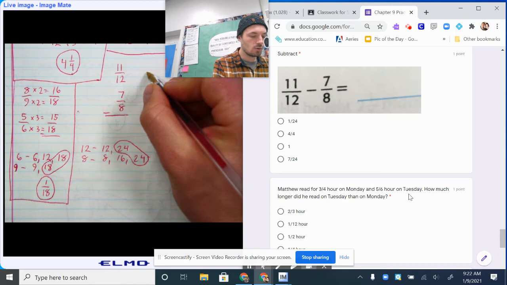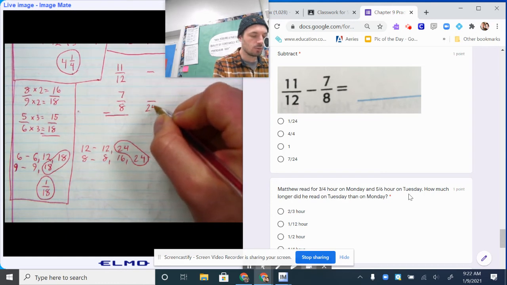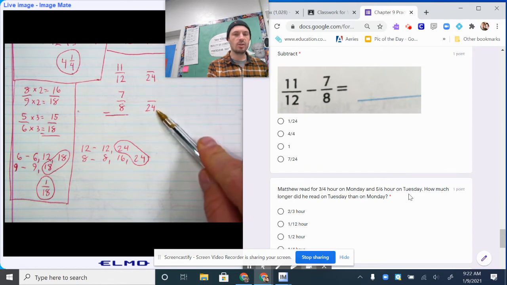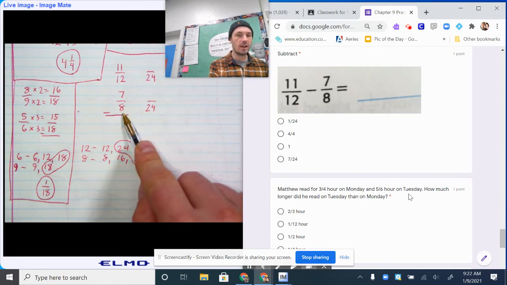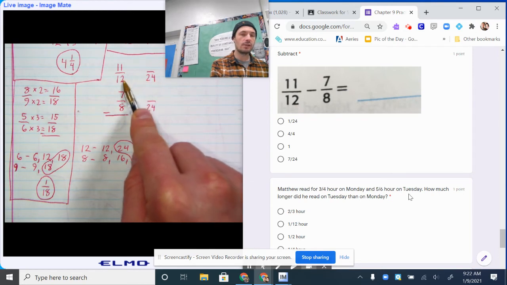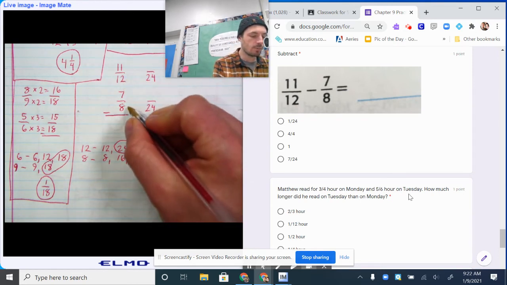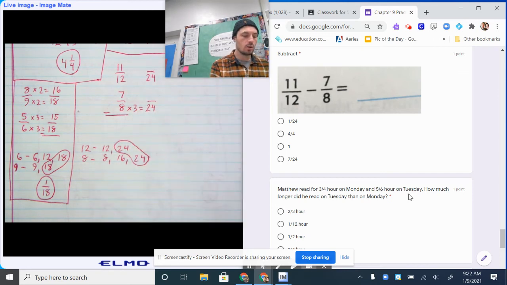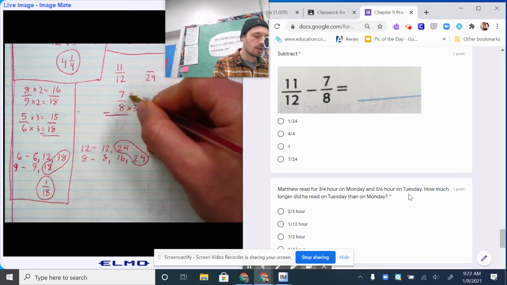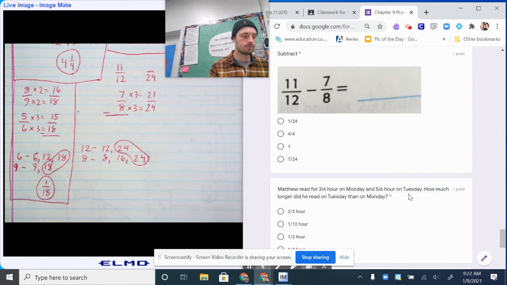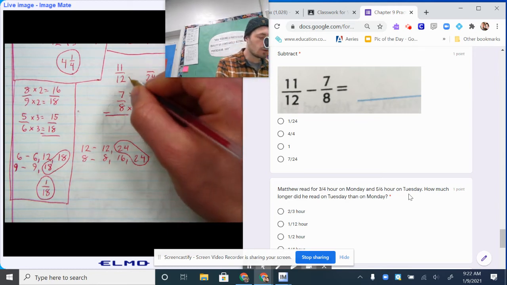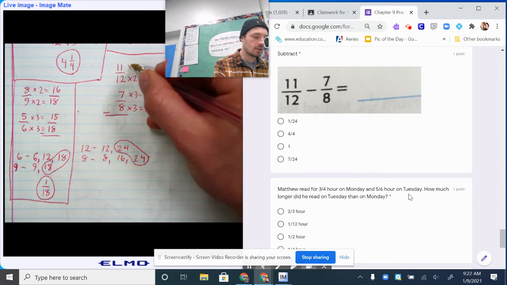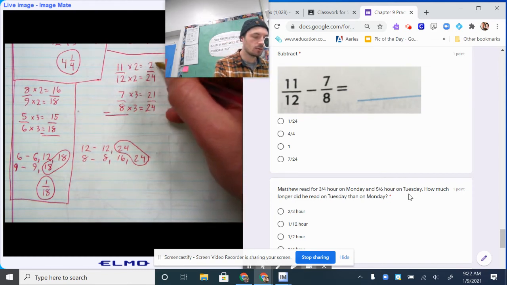So now I'm going to make 2 new fractions off to the right of my old fractions. They're both going to have 24 as a denominator, but this one's going to be equivalent to 7/8, and this one's going to be equivalent to 11/12. Now I multiply from my old denominator to my new denominator. 8 times 3 is 24. Whatever I do to the bottom, I do to the top. 7 times 3 is 21. 12 times 2 is 24. Okay. 11 times 2 is 22.